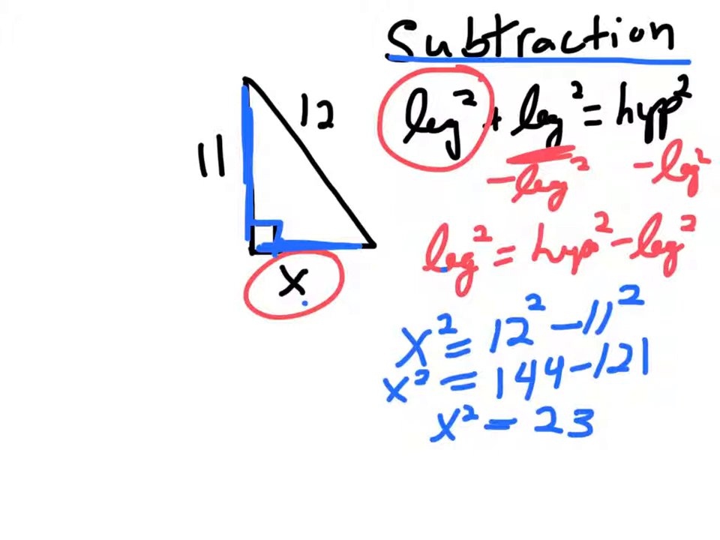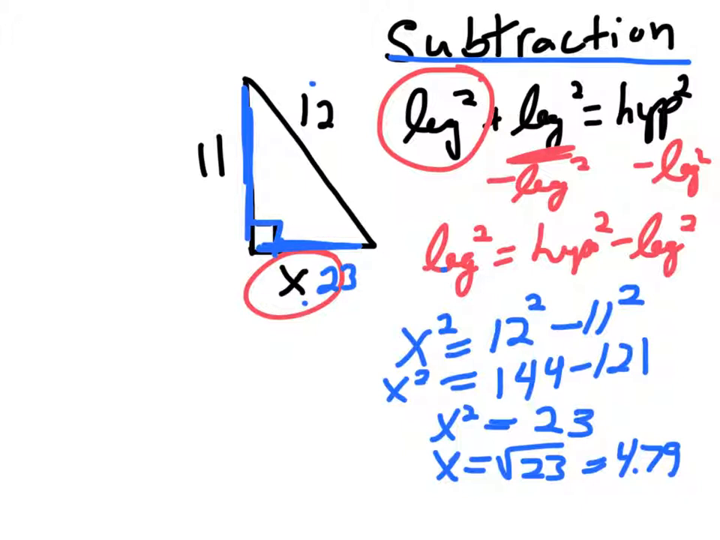is 23. So the most common mistake would be to say that this side is 23. But look at the numbers, it really doesn't make sense. The longest side is the hypotenuse, which is 12. This side can't be 23. So what did we forget? We forgot to take the square root. So x is going to be the square root of 23. And we'll use a calculator to determine that. 23 square root, and we get about 4.79.